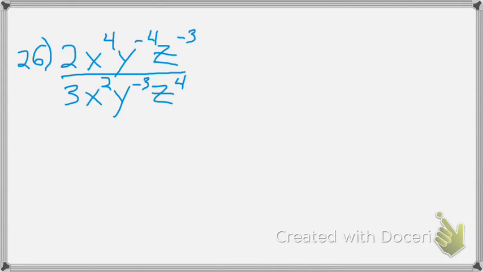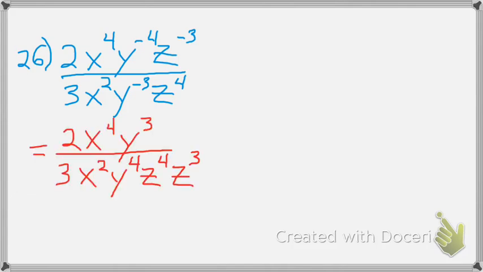26 is kind of messy. Every time you see a negative exponent, move it to the other location. So if it's in the top, move it to the bottom. If it's in the bottom, move it to the top. So I moved the y to the negative 4 down, z to the negative 3 down, y to the negative 3 in the bottom, I moved it up. Whenever I move them, I make the exponent positive.